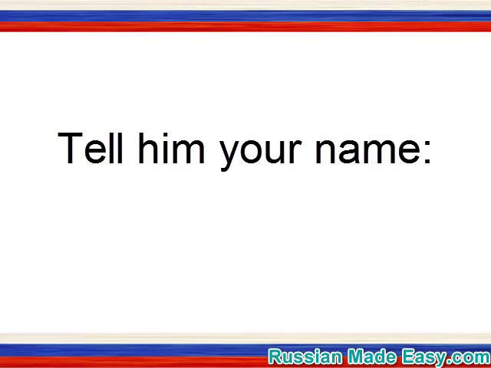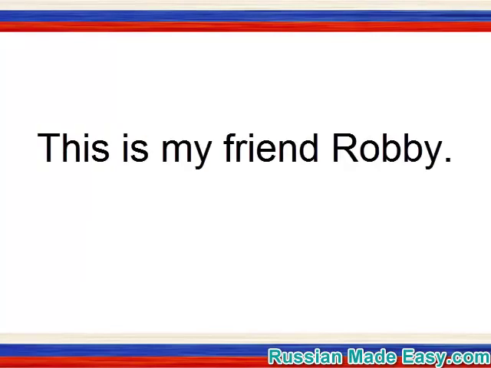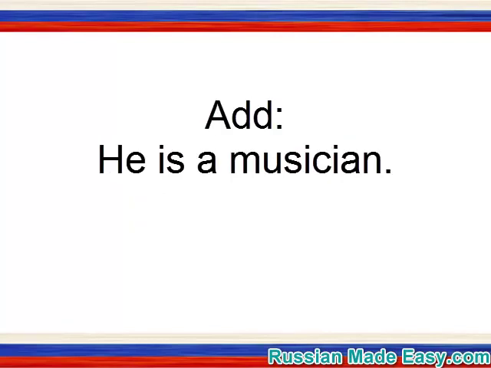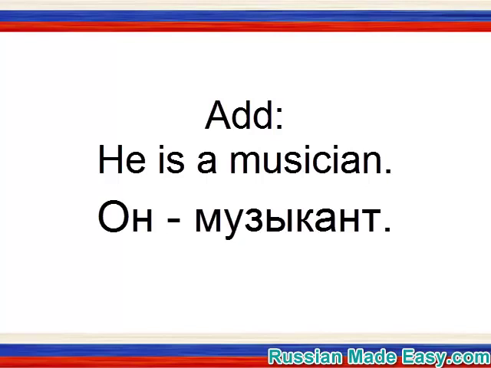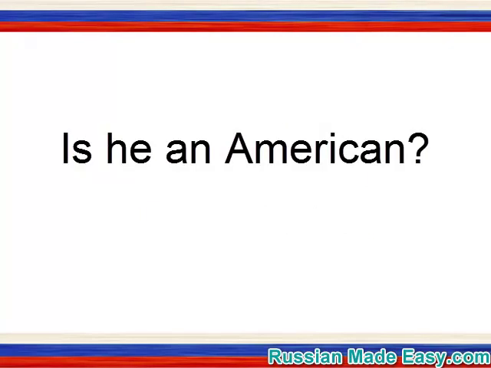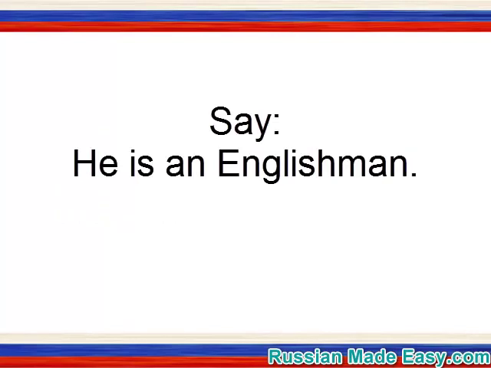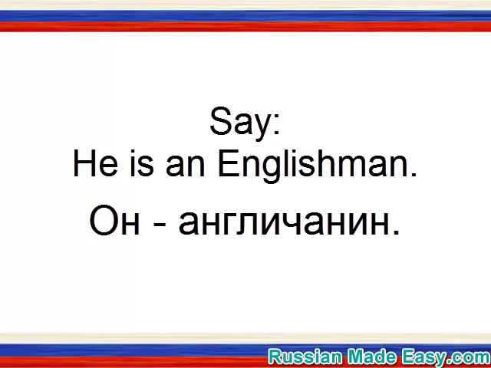Your friend Robbie is traveling with you. Say, "This is my friend Robbie." Это мой друг Робби. Add, "He is a musician." Он музыкант. Is he an American? Он американец? Say, "He is an Englishman." Он англичанин.